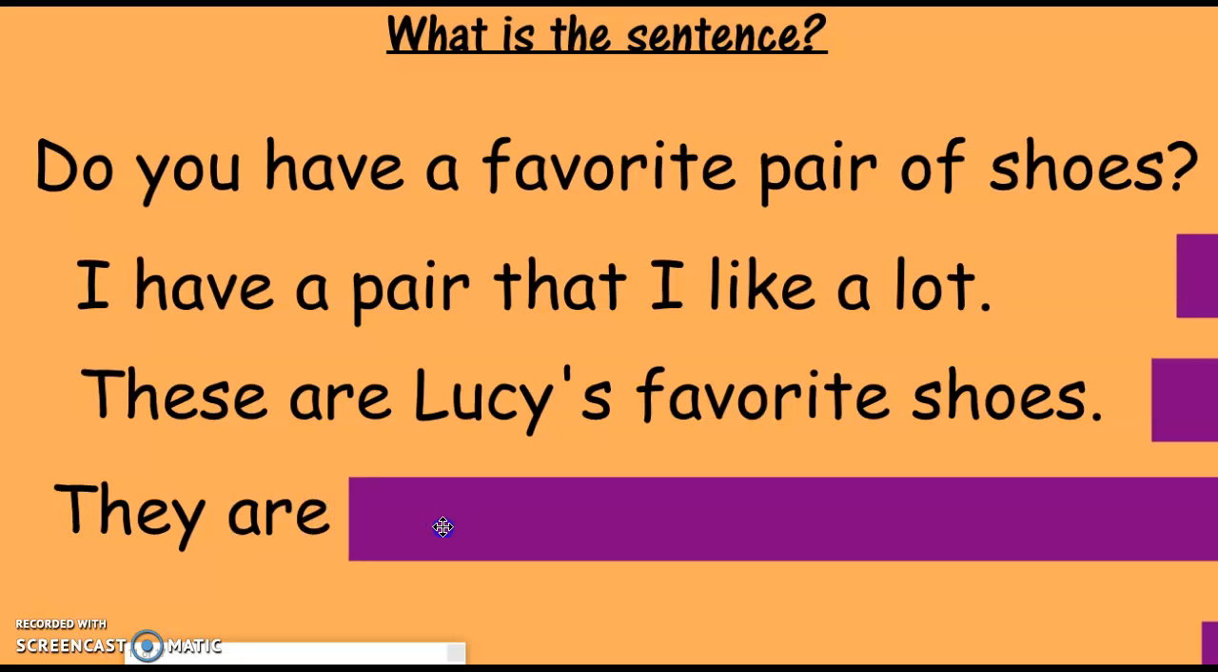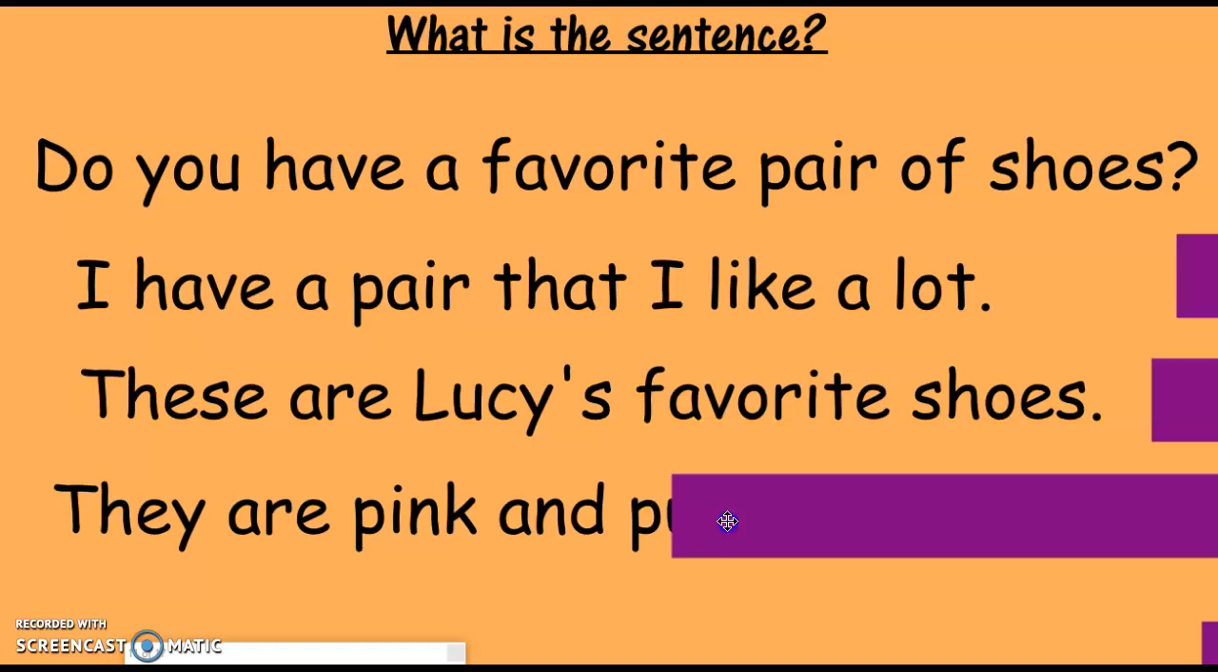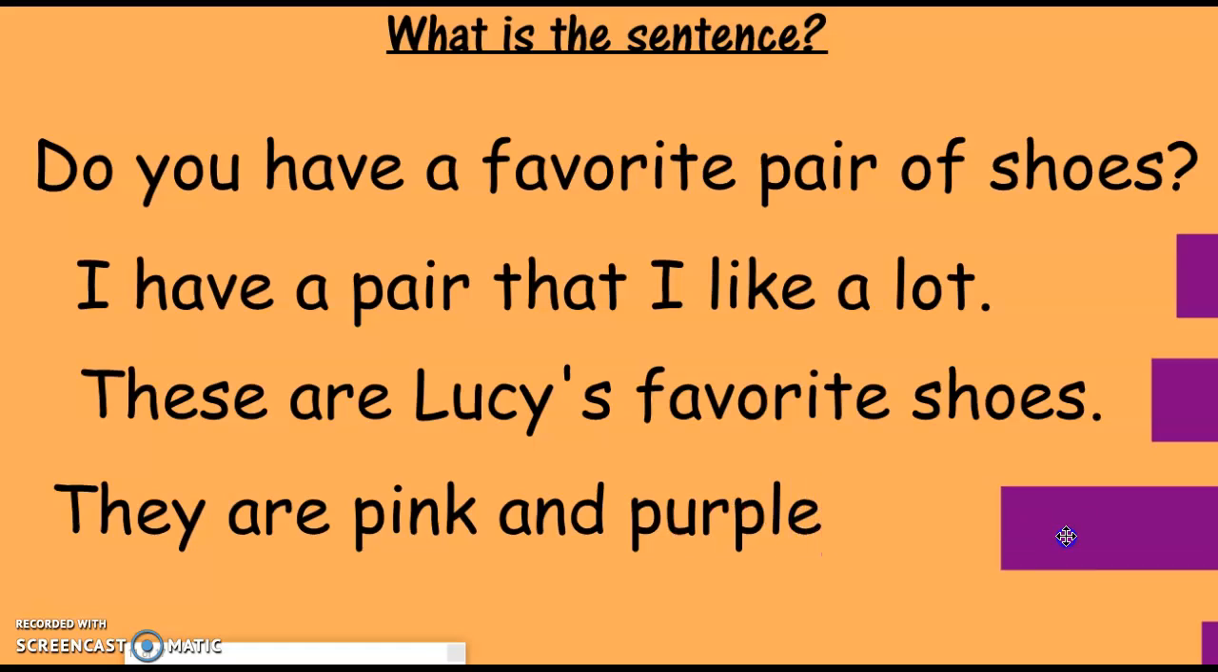They are, bless me, they are pink and purple. All right, so I go to the very beginning of my sentence. I see I already have a capital T, so I don't need to fix that. They are pink and purple.